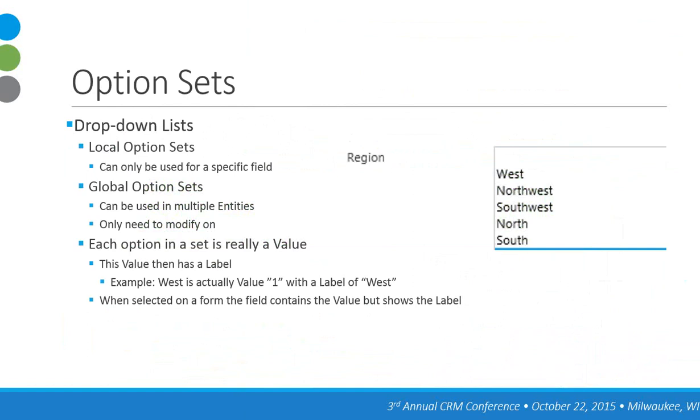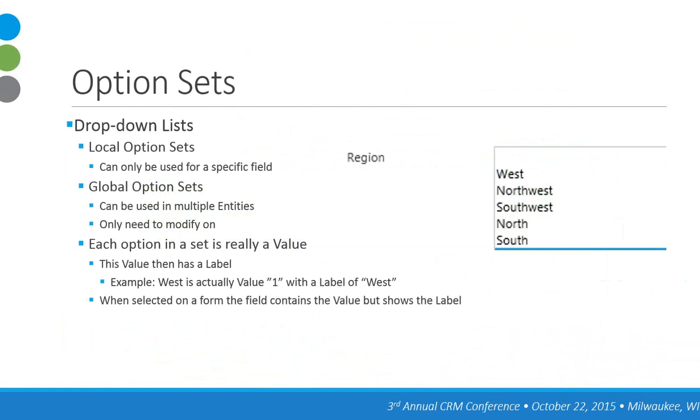What this does is it creates a list of options for you that you can use on multiple fields in multiple different entity types. What's great about this is if you ever need to go in and modify them or add options, you only have to modify it in one place, and it will work for all the different fields that are using that same drop-down list.